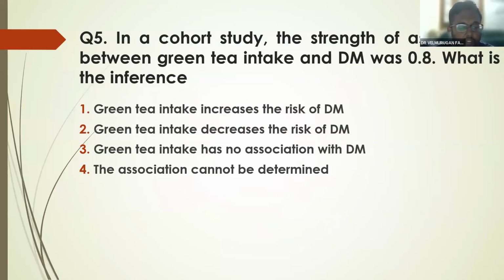Next, answer this question. In a cohort study, the strength of association between green tea intake and diabetes mellitus was 0.8. What is the impact?